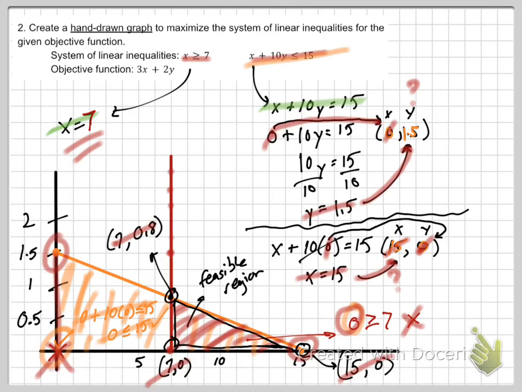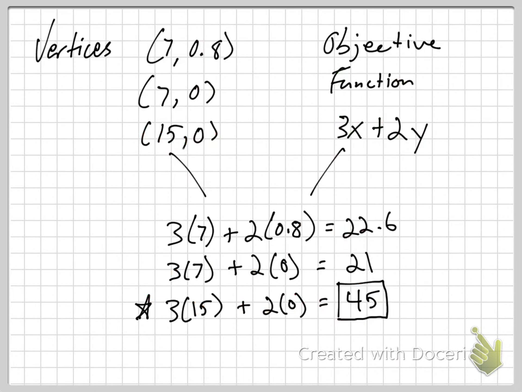So all that's left to do is plug those vertices into my objective function here, and that work is there. We know that the maximized point is where it's the biggest, which is right there.